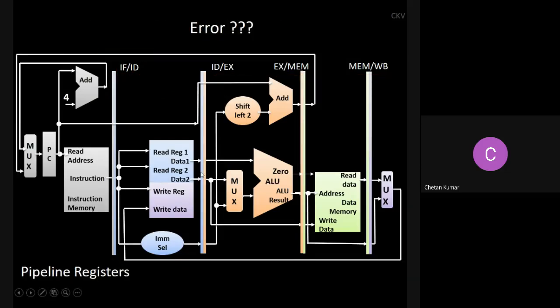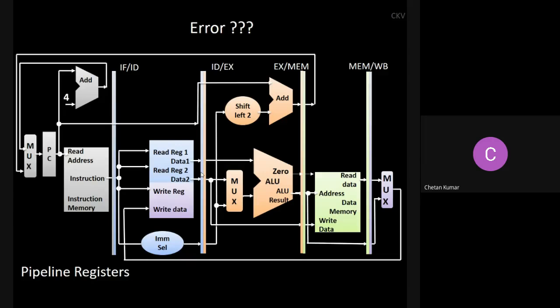But there is one major error in this data path. If I just introduce these pipeline registers and think that this will work as a pipeline processor, it will not. There will be one major problem in this data path. Can you identify what the problem is?